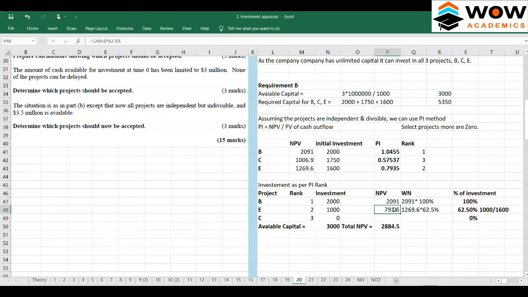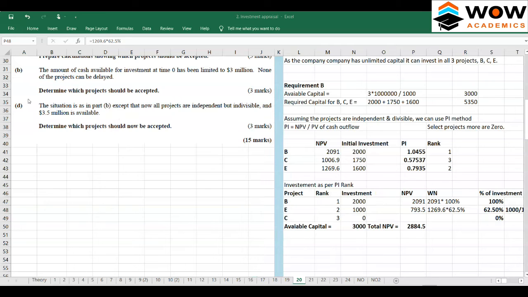Why we can get that is because it is divisible. As it's a divisible project, we can invest in any proportion that we want. So we'll get this as the NPV. The other requirement is D. We do not have the C requirement, so there's no C requirement. So we'll only do this.